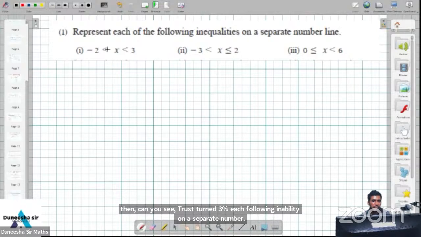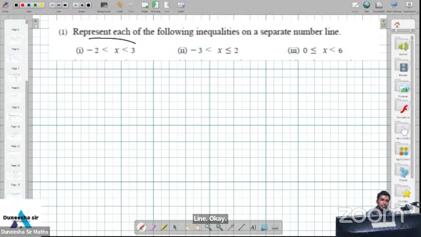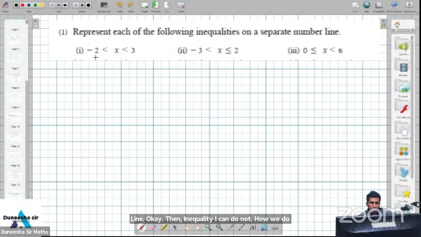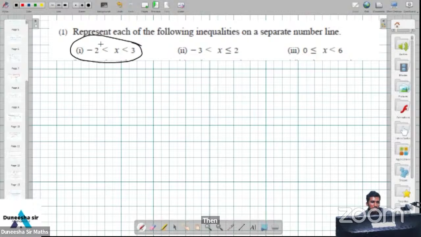Okay. Then if an inequality like this is given, how do we do it? How do we think about this plotted on the number line?